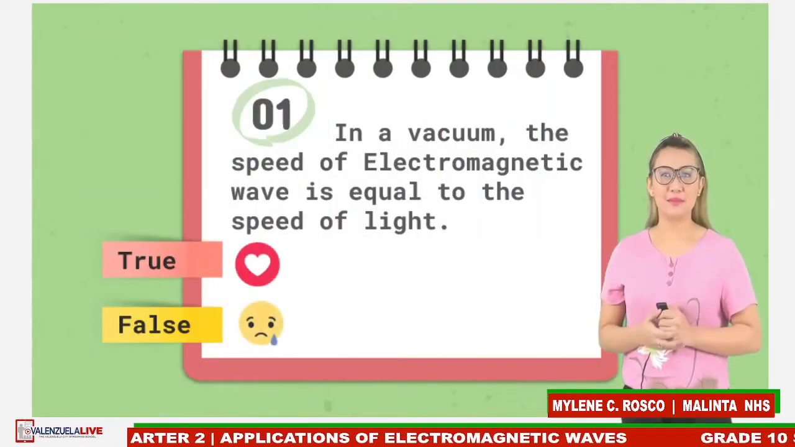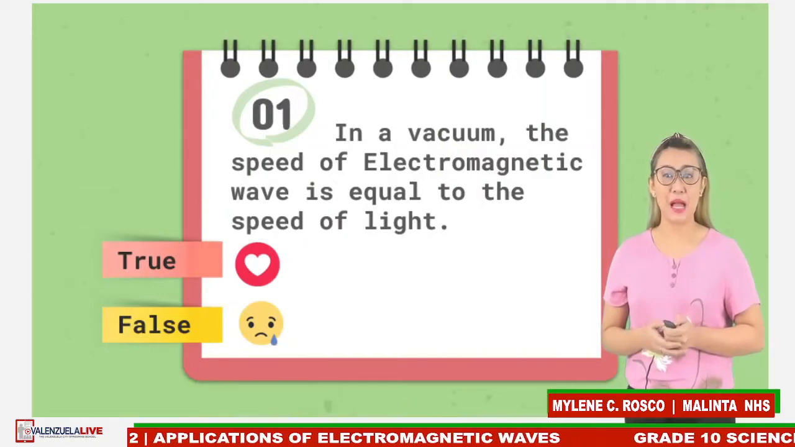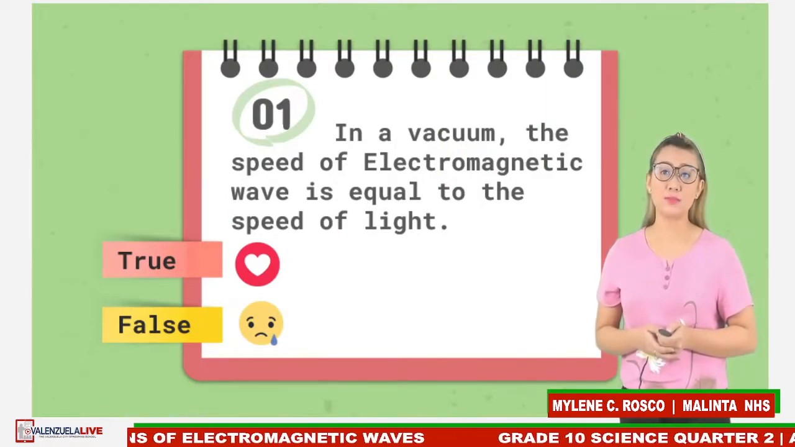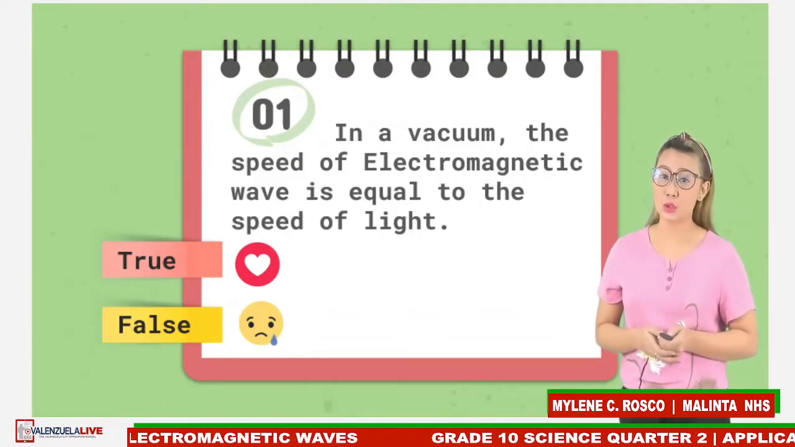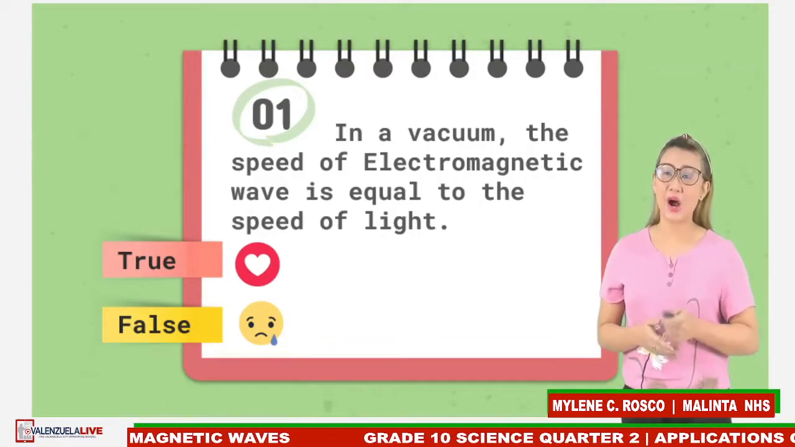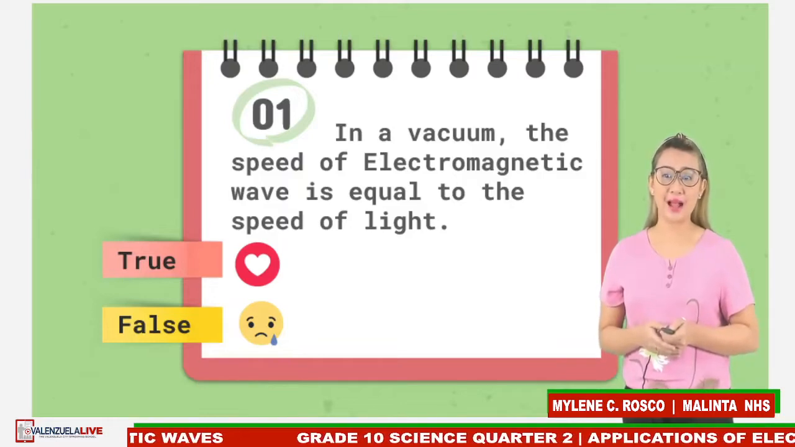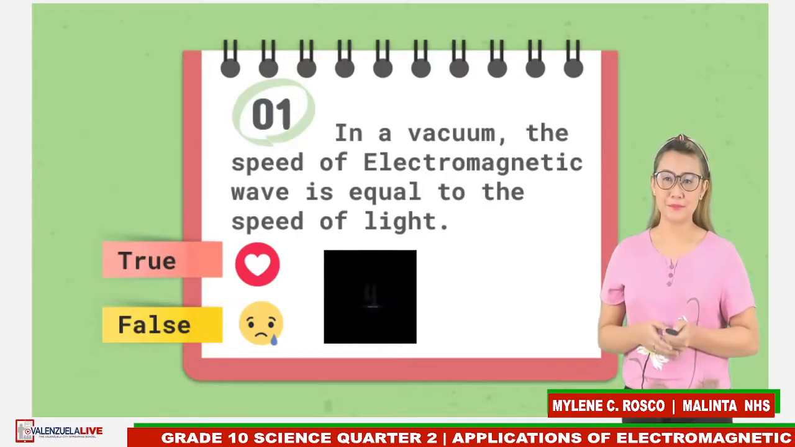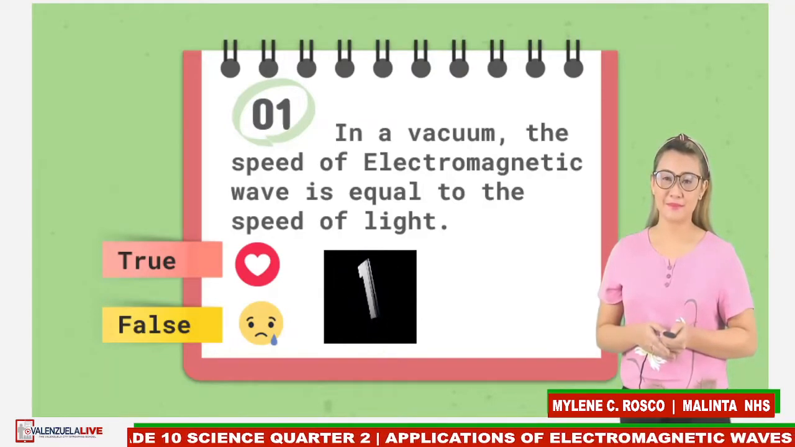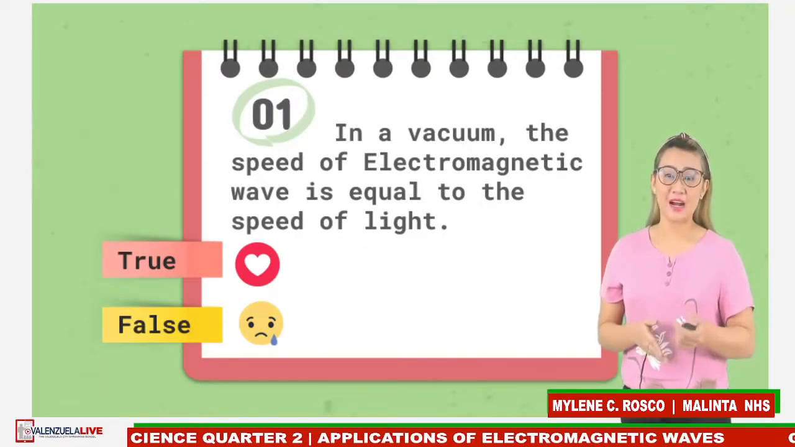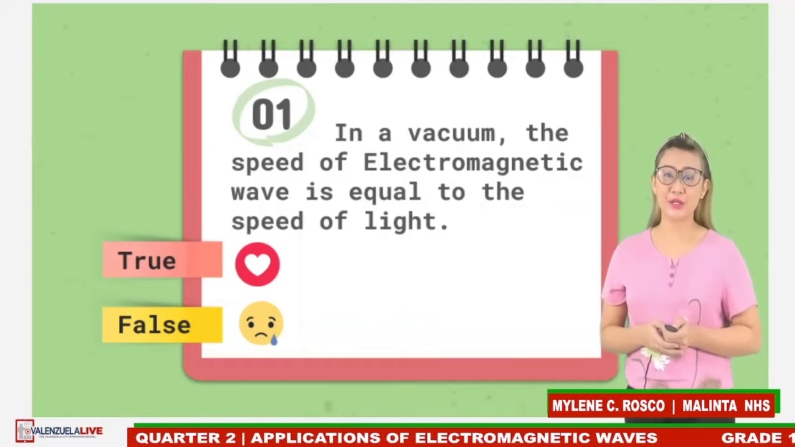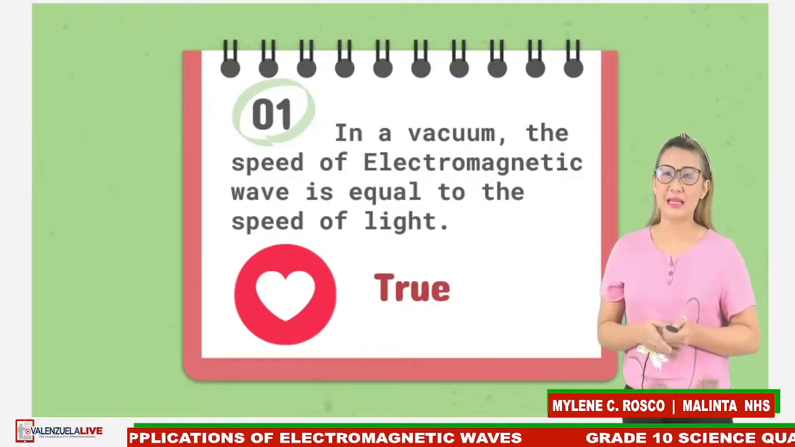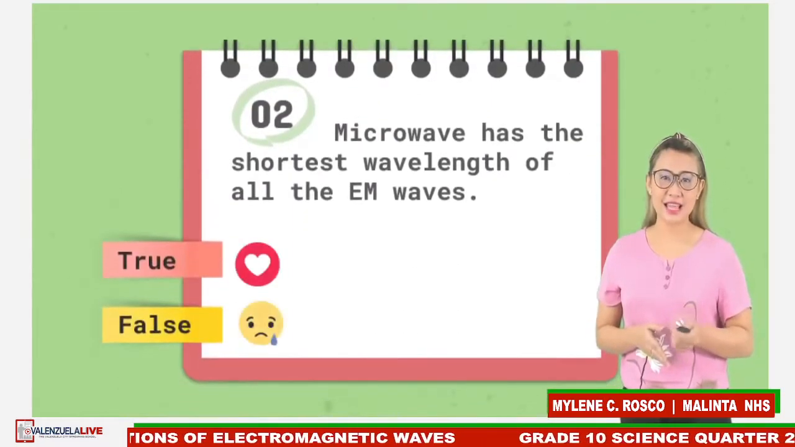First statement. In a vacuum, the speed of electromagnetic wave is equal to the speed of light. Is it true or false? Heart react or sad react? 5 seconds, go. All right, so the correct answer is true. Let's have the second statement.